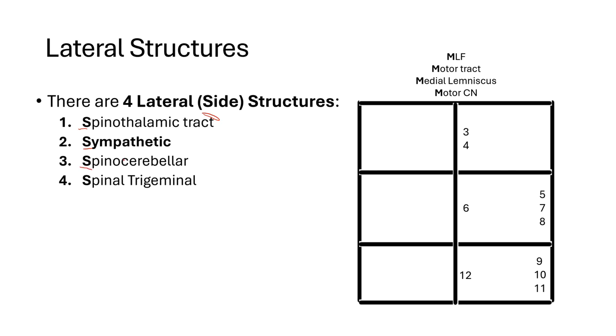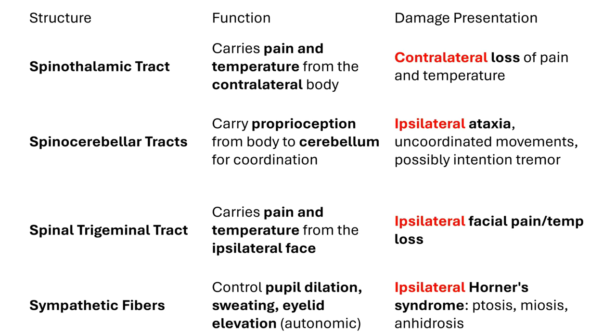The spinocerebellar tract does exactly what it sounds like, connects the spinal cord to the cerebellum, thus is important for balance. And of course the spinal trigeminal, which gives sensation to the face. Placing this here, we can see that all of the side structures all begin with S. All of the medial structures all begin with M. And here are the functions as well as how they would present if damaged.